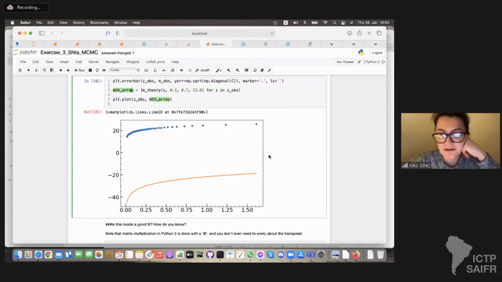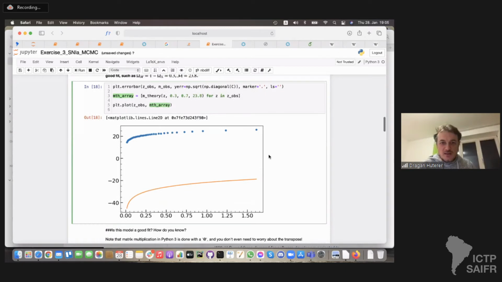Can you see my screen? You shared your whole screen, so you should at least put it at the back.